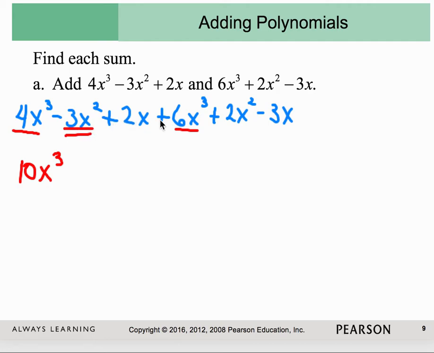There's an x squared, and there's an x squared. So minus 3x squared plus 2x squared, that's minus x squared. Now I'm looking to see if there are any more x's, and there are. 2x minus 3x, that's minus x. And because I kept up with what I was doing along the way, I can tell at a glance that I've accounted for every single term.